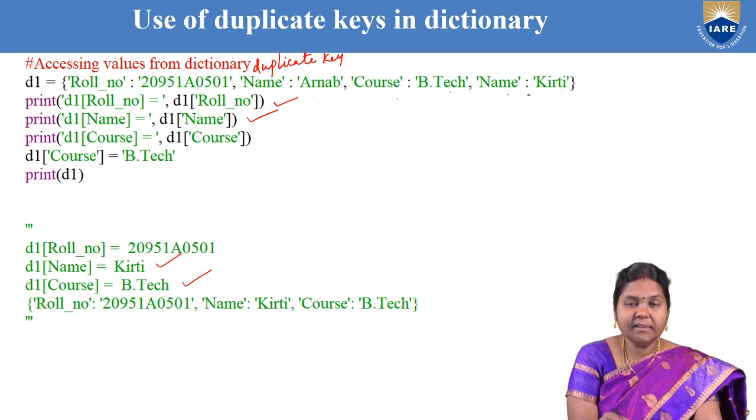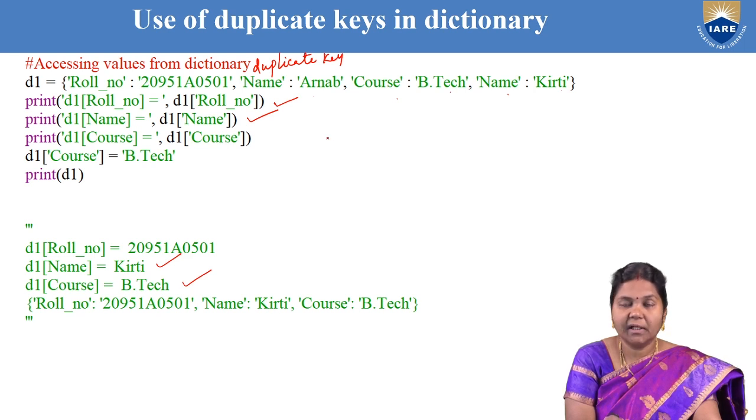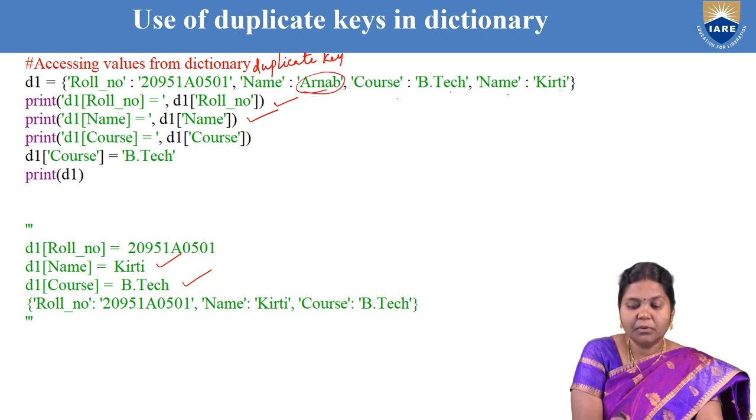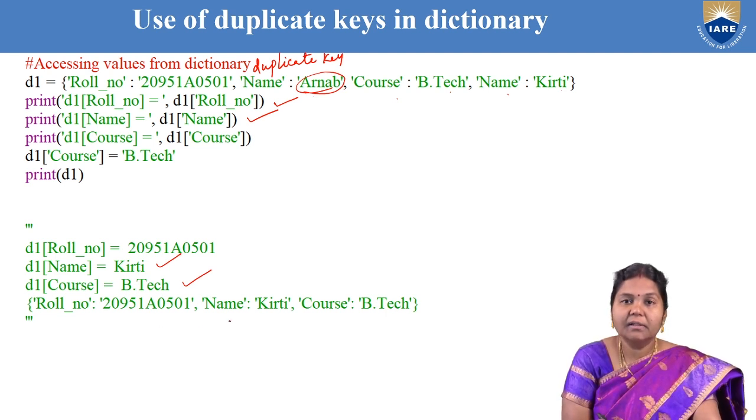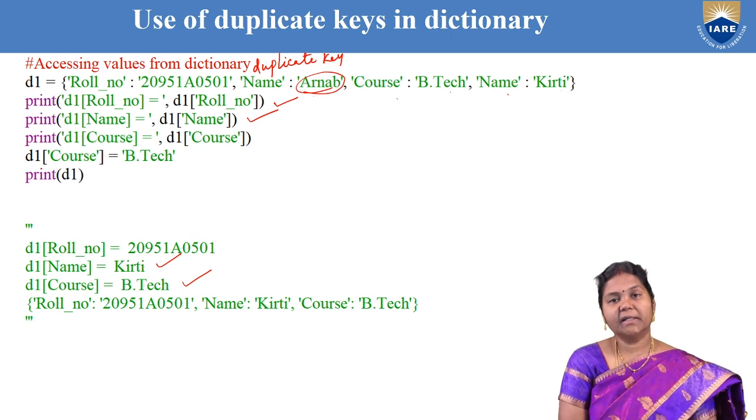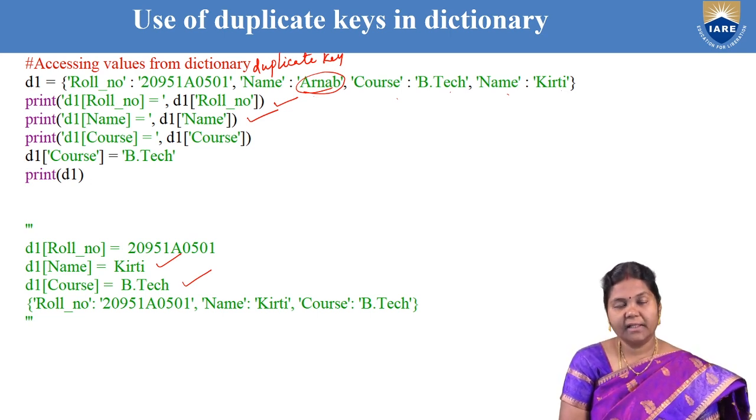In this way, it won't store the same key with different values twice. It will store it only once. That is the reason the value Arnab was replaced by Kirti. If you now print the dictionary, you can see that there are only 3 key value pairs. So, this is the way duplicate keys are not allowed in the dictionary.